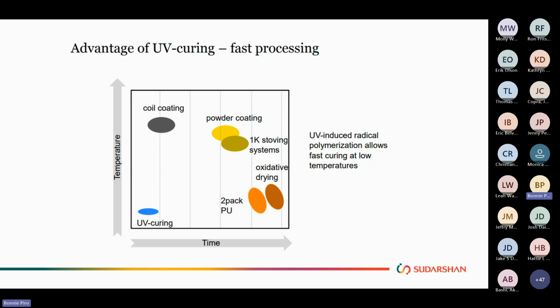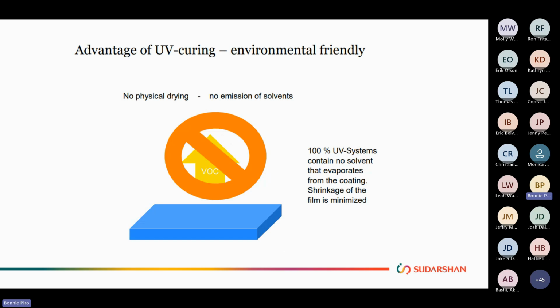This chart gives you a feel with respect to the temperature requirements as well as the time in the curing process. It just demonstrates how efficient UV curing can be versus other types of coating application areas. The other area is from an environmental perspective, because they are 100% solid systems. There's no emission of solvent, so that might be a positive in your selection.